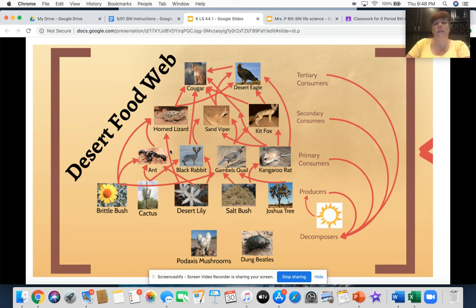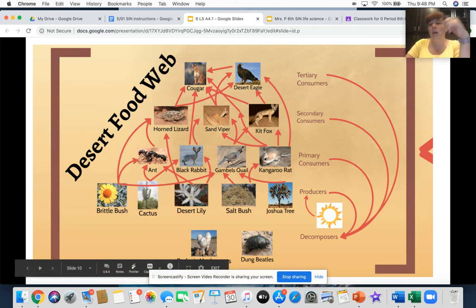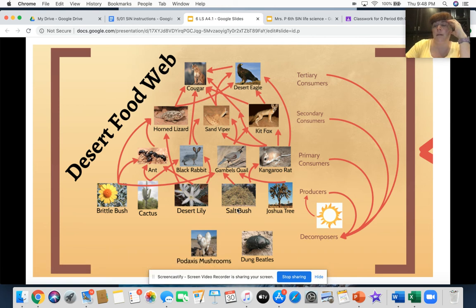Desert lilies eaten by rabbits and the lizards. Do you see how it all gets tied up together? Now, some people said, oh, we should stick with just a food chain. A food web is much more appropriate for this. And we're going to get into this more why. I just wanted to give you a little taste of this.